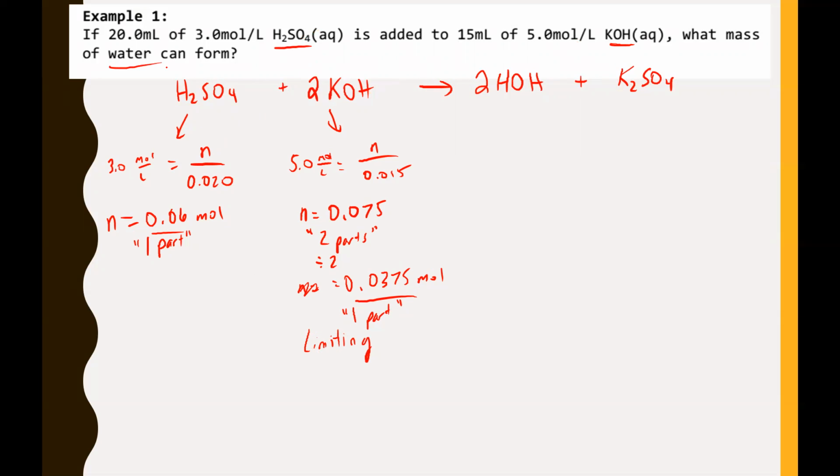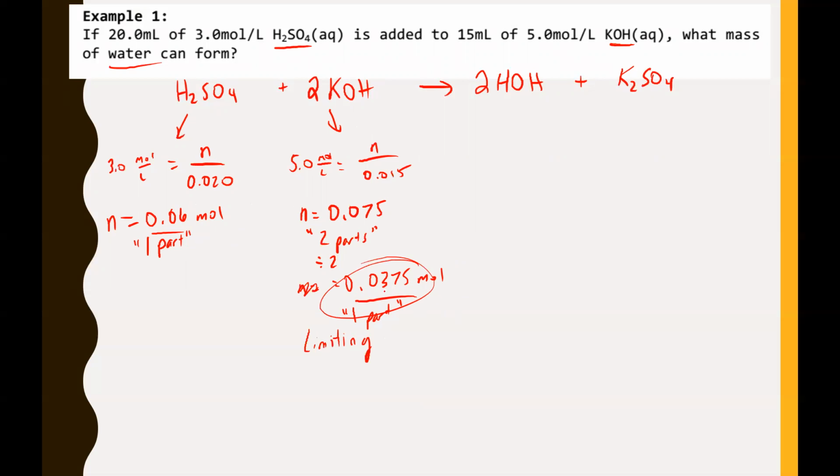Because we're looking for what mass of water can form. That means we're looking for how much water will form from this. The only thing that's actually going to do a chemical reaction here is this amount of moles as 1 part. You can't use the 0.06 moles as 1 part because you would have to have 0.12, so twice this amount of KOH, to be able to completely react all that stuff. So it's not going to work. So we have to use our limiting reagent for your mole parts.